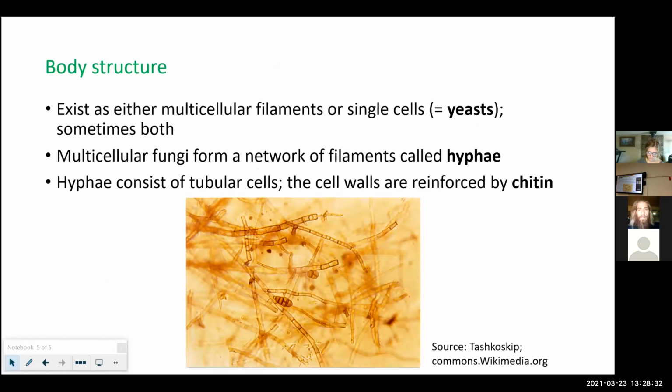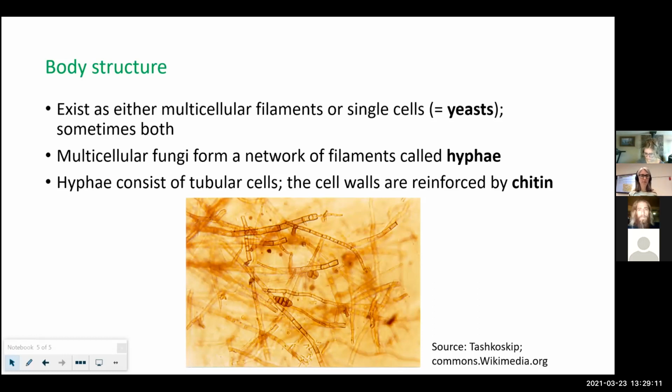A little bit about their body structure. It seems kind of weird to talk about fungal bodies, right? What is their cellular form? Some species exist as multicellular filaments, but some species exist as single cells. So anything that we call a yeast is a fungus. Okay, so brewer's yeast or baker's yeast, whatever, that's a fungus. And in some cases, they exist as both in different parts of their life cycles.